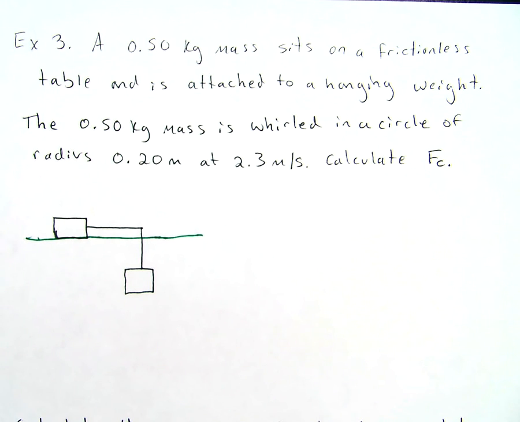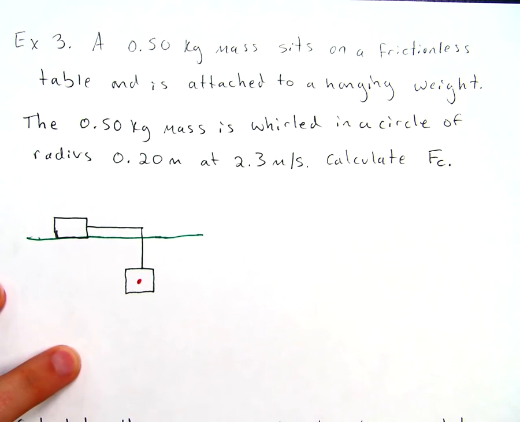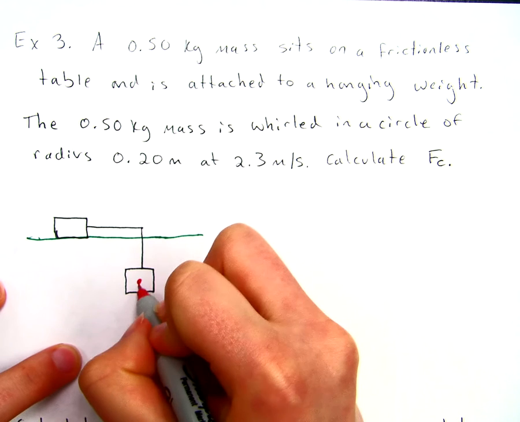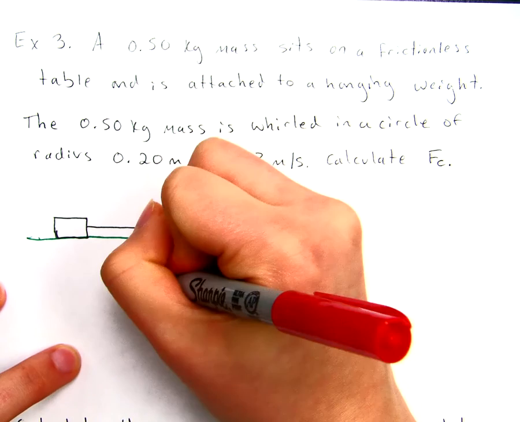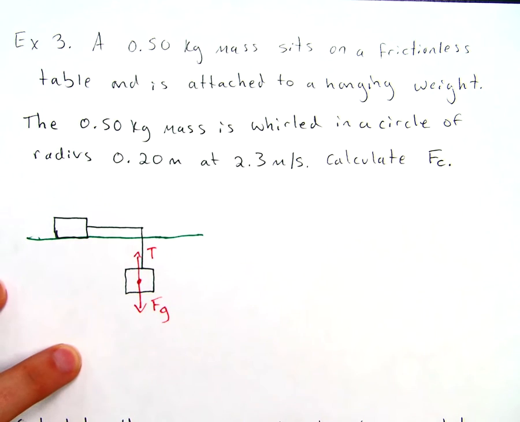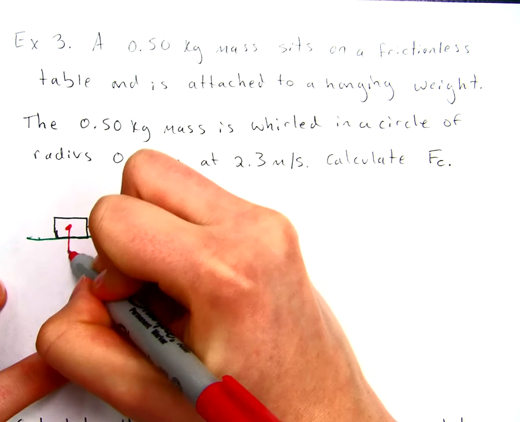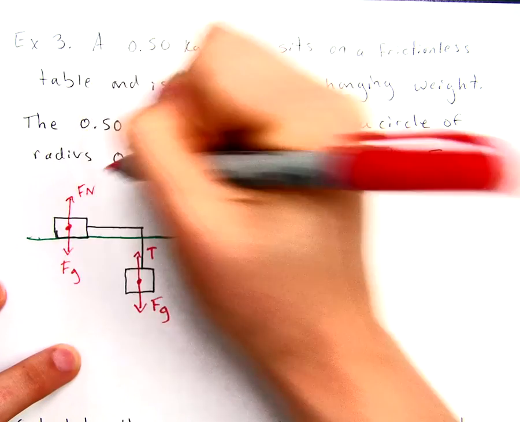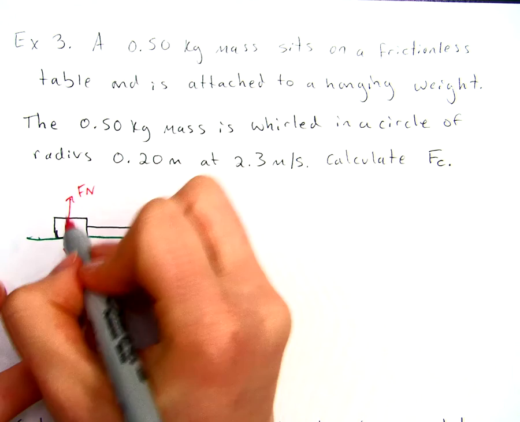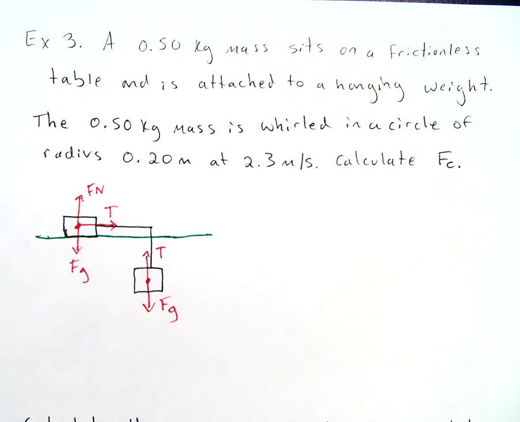So since we're dealing with forces, it's probably helpful to do a free body diagram. So let's do the bottom hanging mass first. We don't know too much about it, but we do know that there's going to be a force of gravity, that's why it's a hanging mass, and a force of tension going up the string. For the box on the table, we know that there is still force of gravity, and we know that there is a normal force that is counteracting that gravitational force. And the force that's going to cause it to move around in the circle is the tension force.